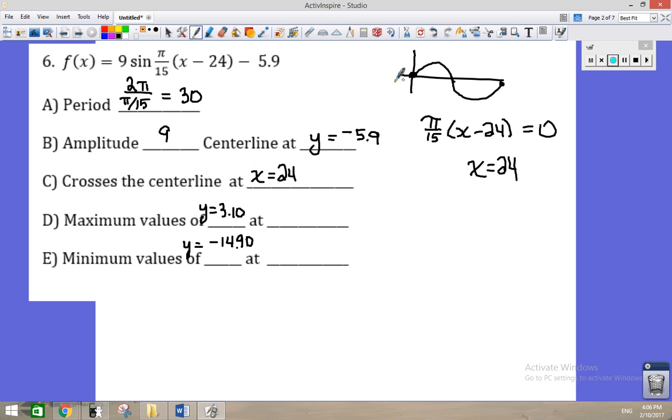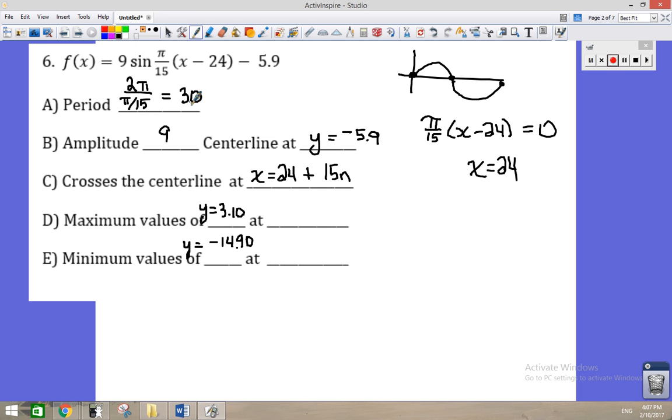Now, our center lines are equally spaced, and they're half a cycle apart. It's half a period. So if the period is 30, then I know that if I add or subtract 15, I'll be at the next center line. And in fact, not just 15, but multiples of 15, then I'll be at the center line. So this is describing infinitely many times that this graph intersects its center line.